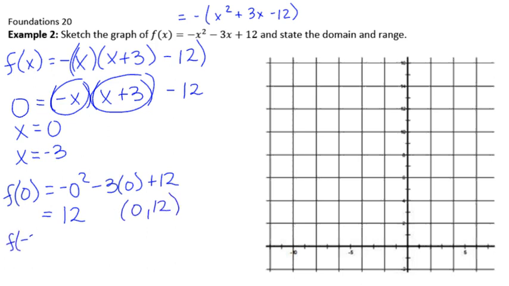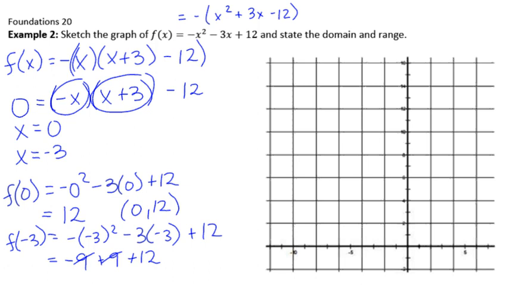Now when I plug in my negative 3, negative 3 squared, subtract 3 times negative 3 plus 12, I will have negative 3 squared is 9, but with a negative sign in front, so negative 9. Negative 3 times negative 3 is a positive 9 plus 12. So those will cancel each other, and I'm left with 12 again. So I will have a point of negative 3 and 12 and 0 and 12.